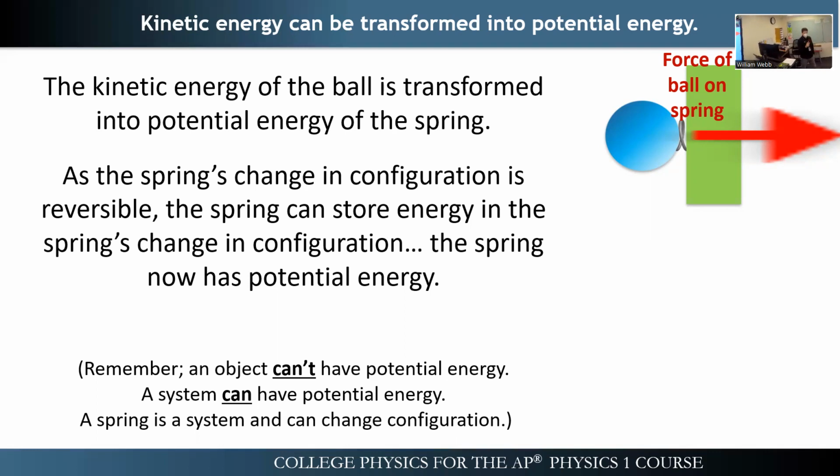All right, now down at the bottom there's an interesting note. It's not huge, but it's going to come back for us on Friday. Remember, an object can't have potential energy. A system can have potential energy. So the ball and the spring are combining to store that energy in the spring. It's not just the spring itself. If the ball wasn't there, the spring couldn't compress. For a force to exist, there have to be two objects. That's part of the definition of how forces work. They come in pairs.